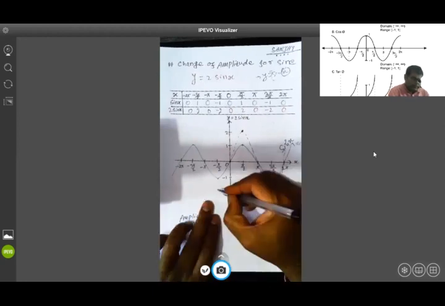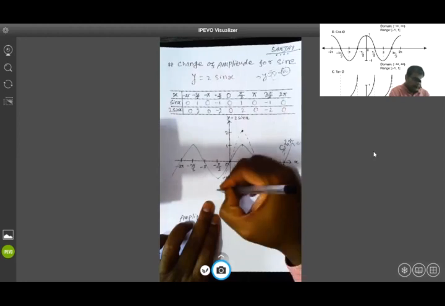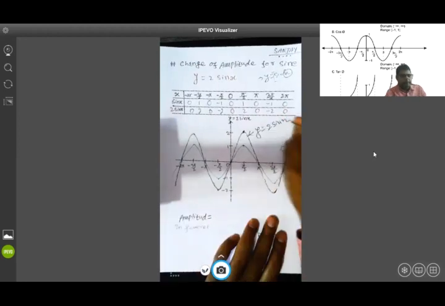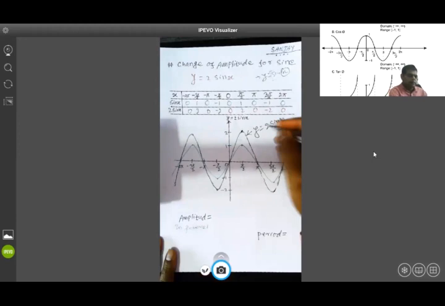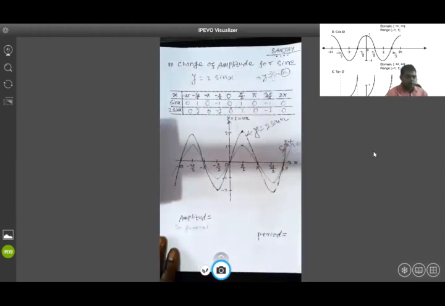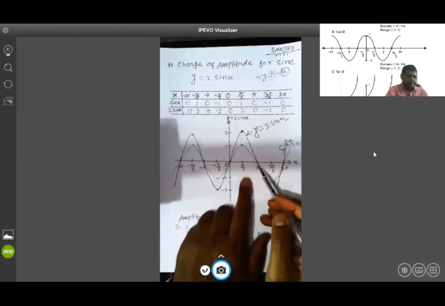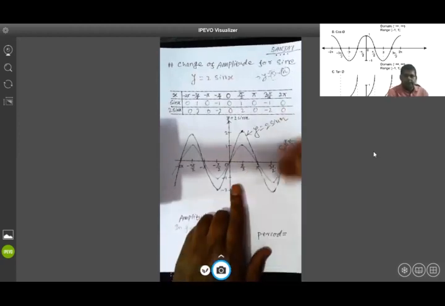And similar thing happens here. At 2 it will be here, and then at pi it will be x is ready. Note that here we did not make change in x, but we made change in y. So when it was sine x, now it is 2 sine x. Then what happens? The period remains same, but the amplitude has now changed.